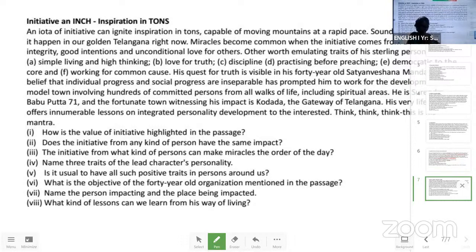His quest for truth is visible in his 40-year-old Tatavaneshwana Man.